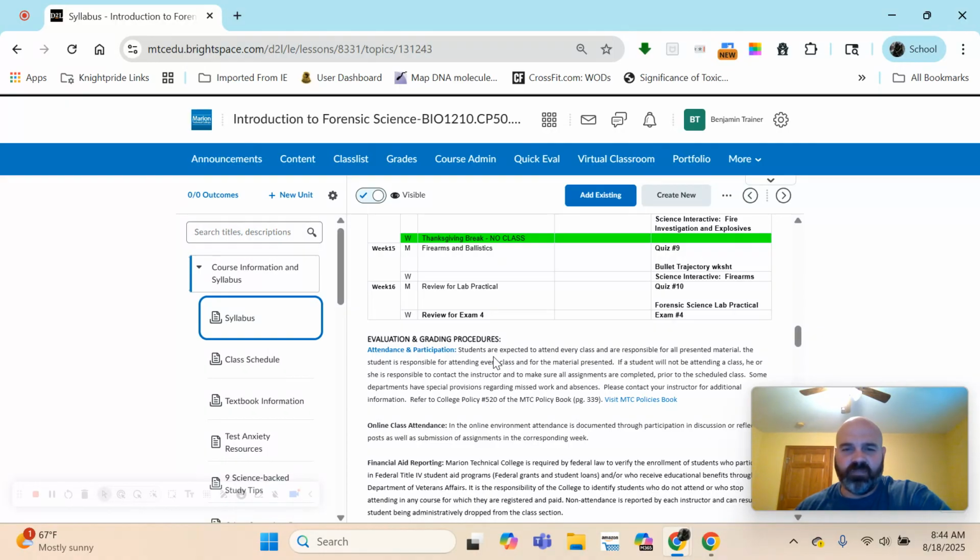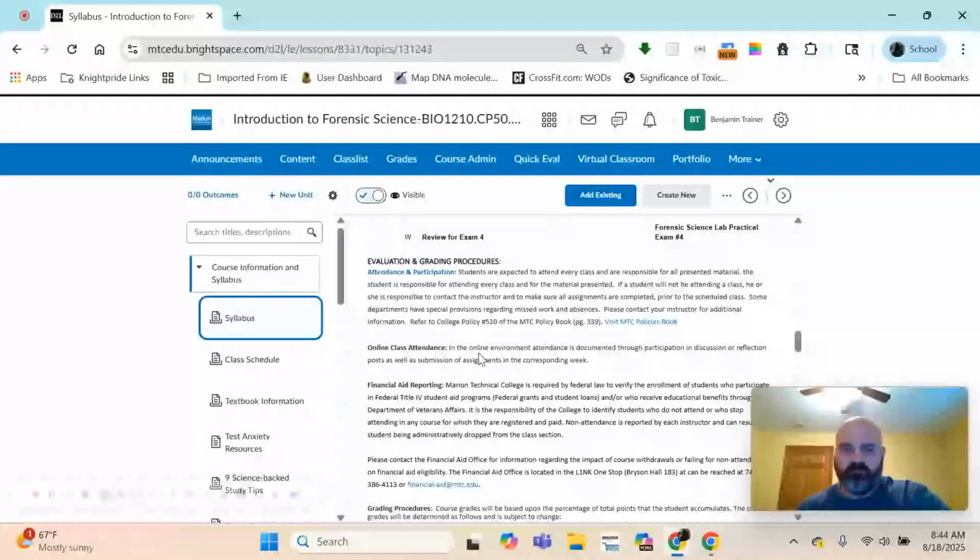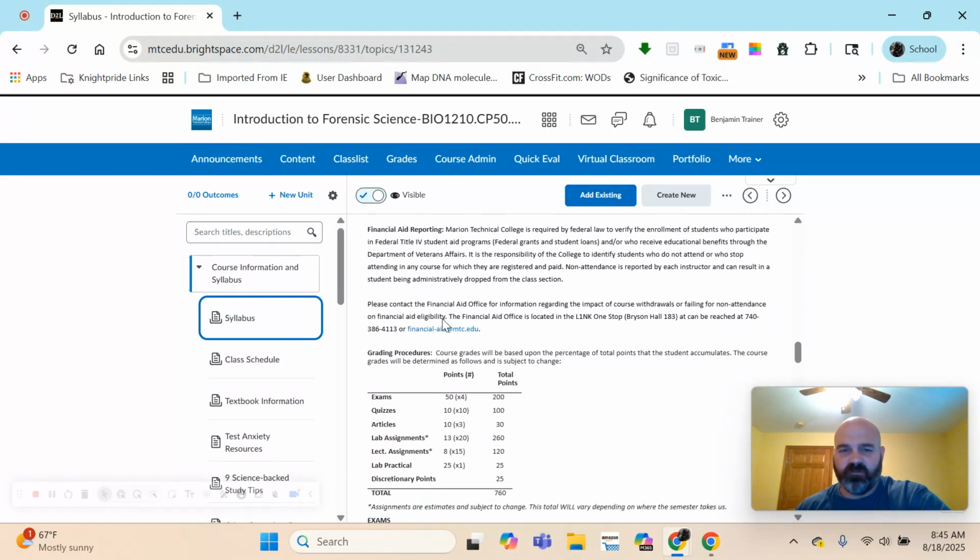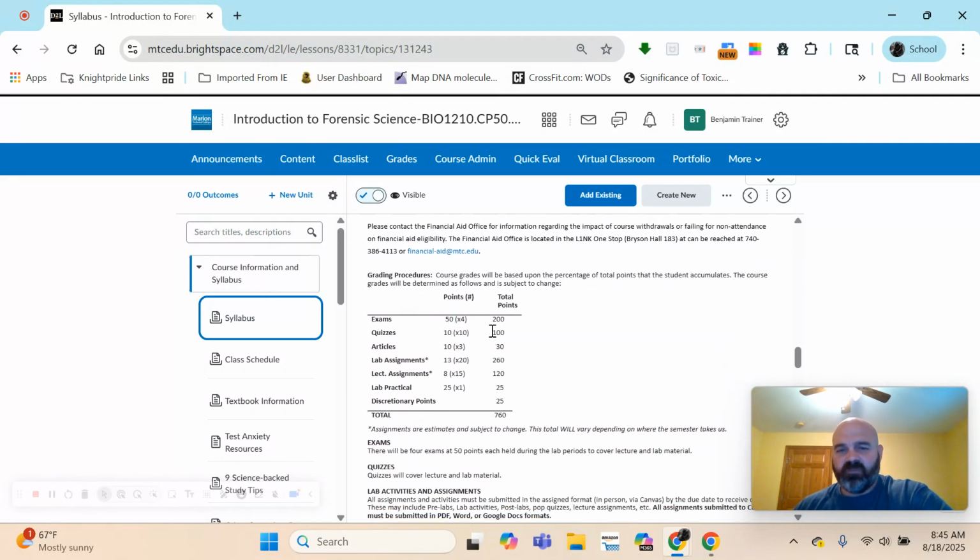So keep that in mind, and I make note of that because it is mentioned here, the financial aid piece, all of that good stuff. These are approximations. I know I have a couple of exams that are worth more than 50 points. We have 4 total exams, and I think that's important to understand.